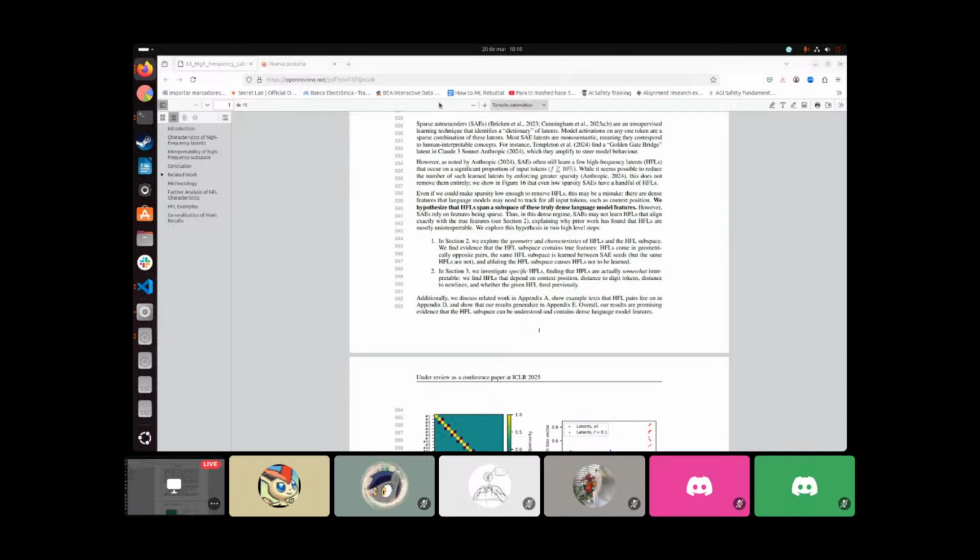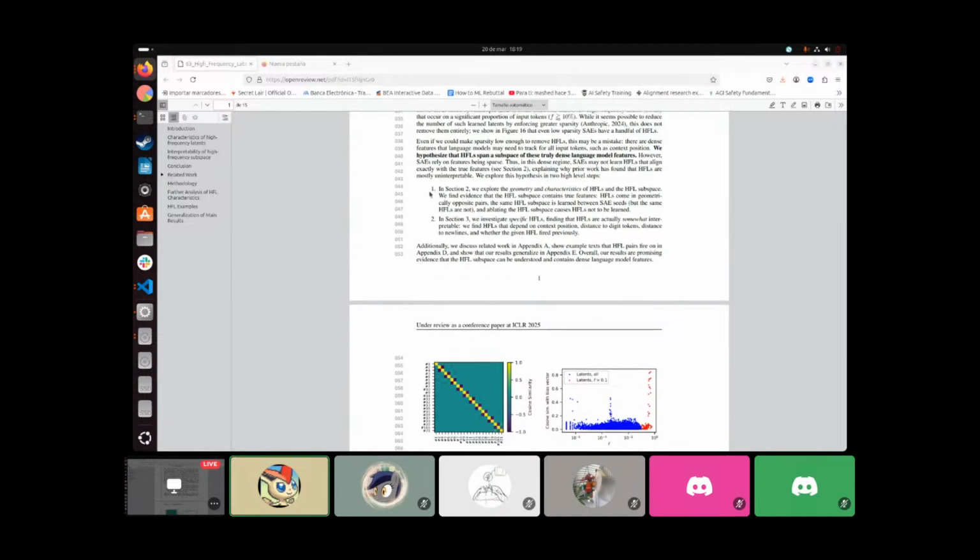But yeah, I guess it also could be possible that you're assuming that features are directions, but maybe the positional encodings are represented in some non-linear way, where you have some vector and then increasingly longer vectors depending on the position. But I guess I will see what the paper says about the geometry of the features. Yeah, because here they say they explore the geometry and characteristics of high-frequency latents later.